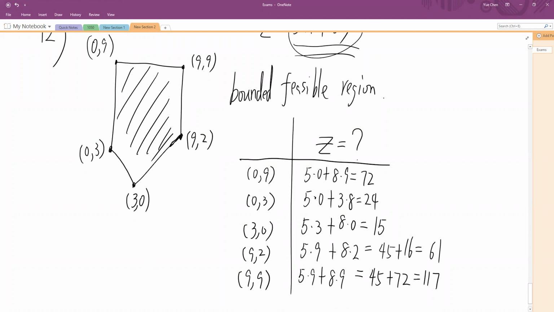Okay. So which one gives you the minimum value? So this is the minimum value, right? This is the smallest one. So the minimum value is 15. It happens at the point (3, 0), okay? So (3, 0) tells you the position, not the minimum value. Minimum value means the z value, okay, which is 15. This is the maximum value. The maximum value is 117. It happens at the point (9, 9). (9, 9) is the position, right, the location of the maximum value.